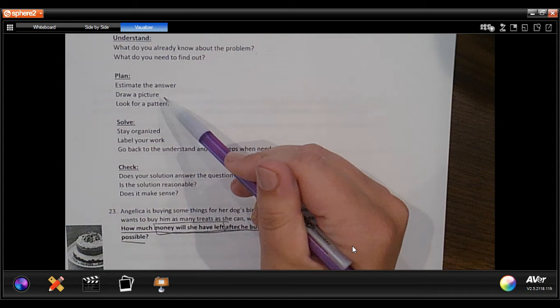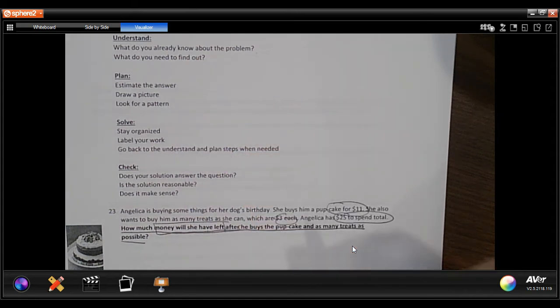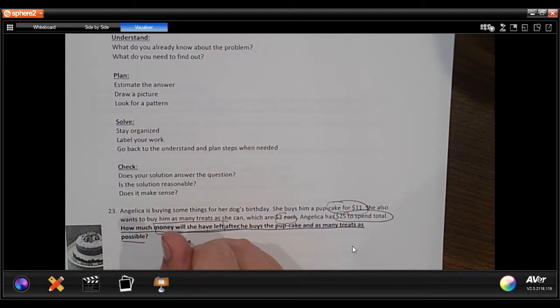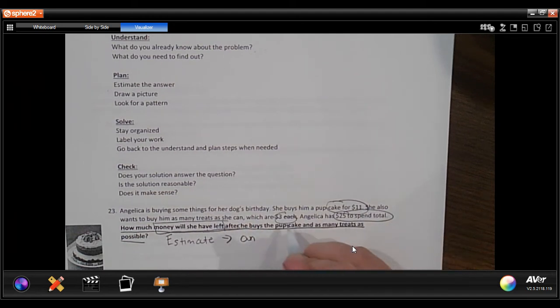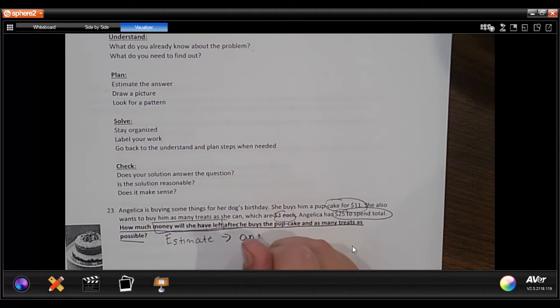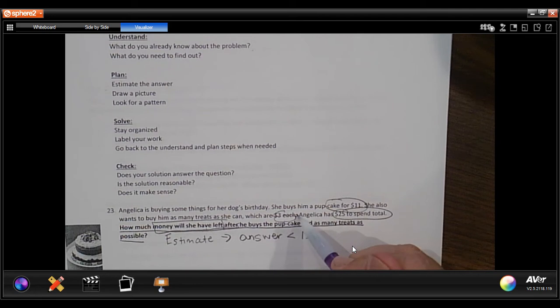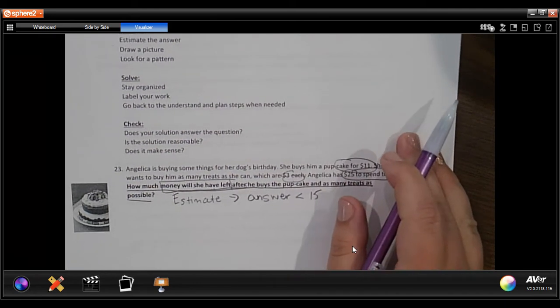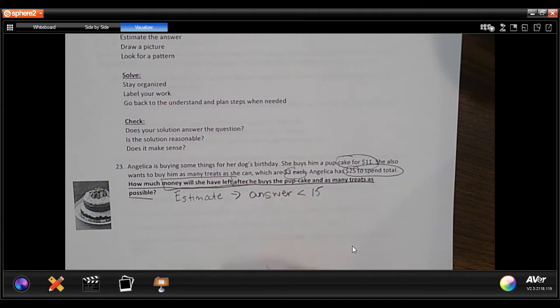Next, I'm going to do the plan step. I'm going to estimate my answer, draw a picture, or look for a pattern. I'm going to estimate first. It has to be less than $25 because she's spending $11 and then the things are $3 each. So it has to be less than 25, and I'm going to make that even more exact. I'm going to round 11 to 10, and I know she already spent about $10 on the cupcake. So I'm going to subtract that from the 25. So I'm going to say the answer has to be less than $15 because we're going to see how many treats she could buy, and then we're going to see how much money she has left over. So my answer must be less than $15.